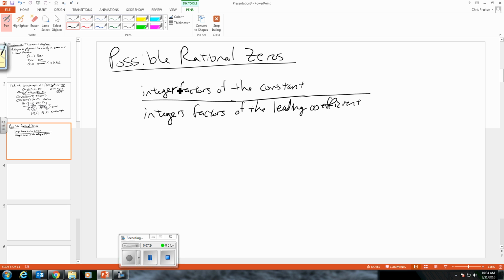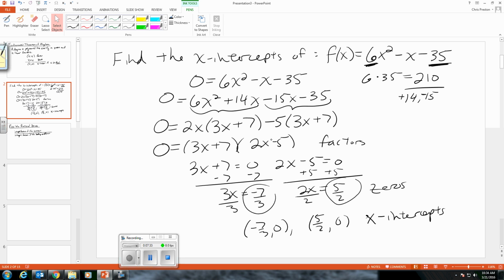This gives you a way to start for some problems. This is something you may not have ever realized, but if you go back and look at problems you've done of this type, you'll notice this is always true. Anytime you get a fractional answer, the top number of that fraction had to be something that went into the constant, and the bottom number had to be something that went into the leading coefficient.